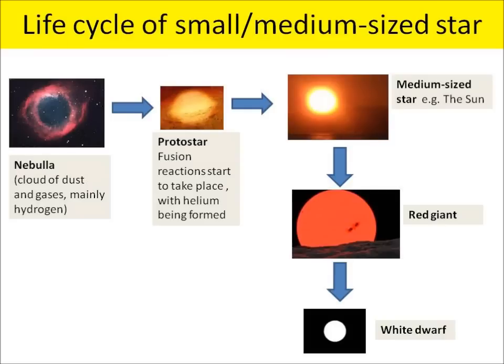Now, with a medium-sized star like the Sun, eventually it becomes a red giant, and what will happen is the outer layers will expand, but the inner core actually collapses due to gravity. So then you've got a red giant, and then finally the gravitational pull on the red giant causes that star to collapse, and eventually it will become a white dwarf. And that's a medium-sized star.